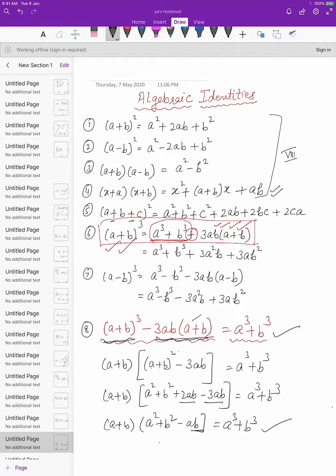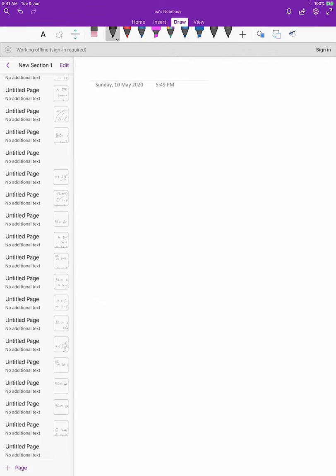But remember, whenever you have to do factorization, we will use this form. If you have to do some kind of calculations, then we will use this form of a cube plus b cube. Similarly, coming over to a cube minus b cube. First of all, I will write the identity for a minus b whole cube. That was a cube minus b cube minus 3ab into a minus b. This was the identity for a minus b whole cube.